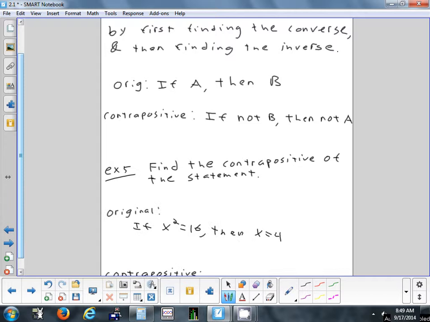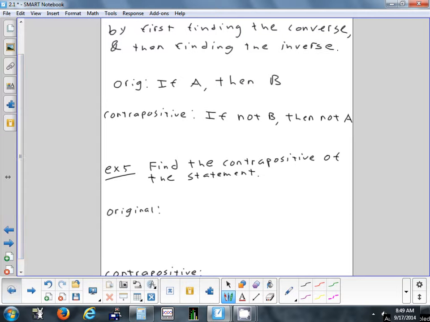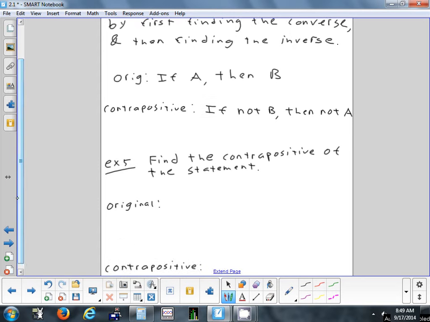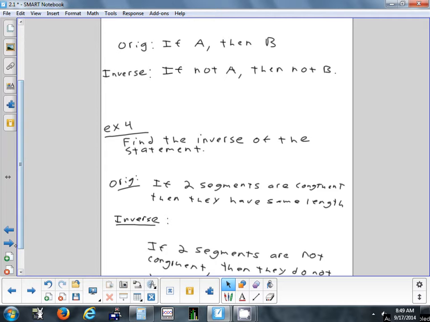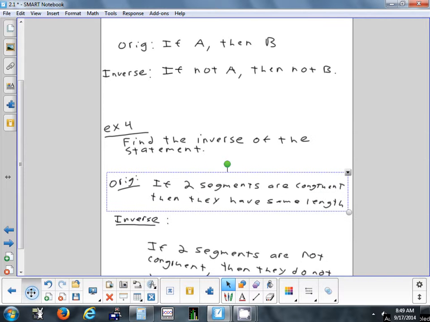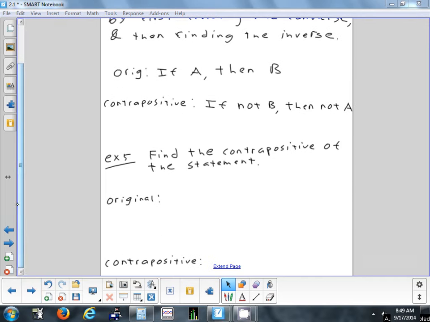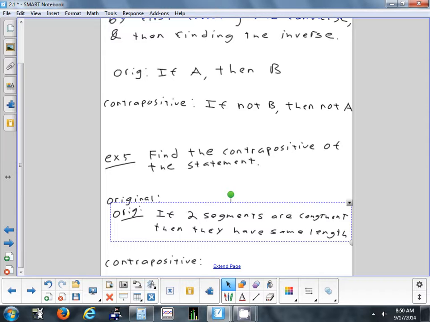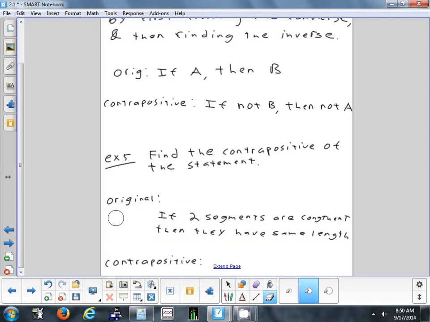Okay, I'm going to come back to the one I have. Maybe we'll do that one after. So it was, if two segments are congruent, then they have the same length. Let me just copy that. So that's the original. And now the contrapositive.